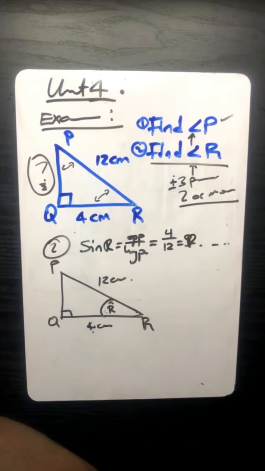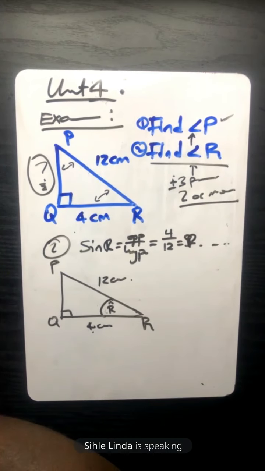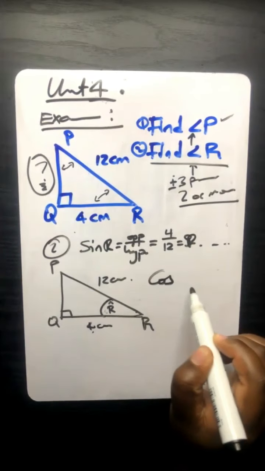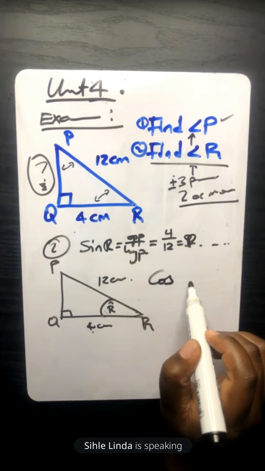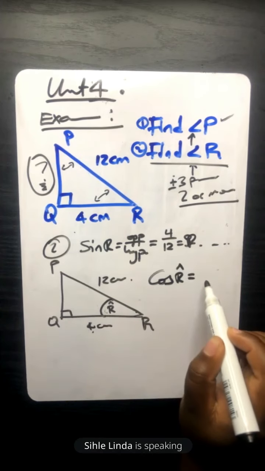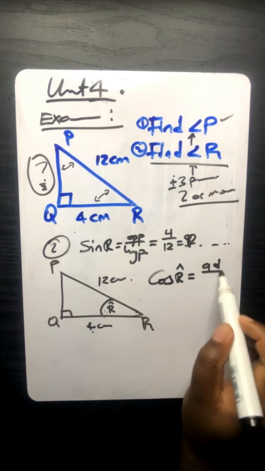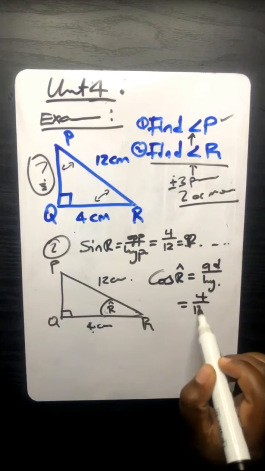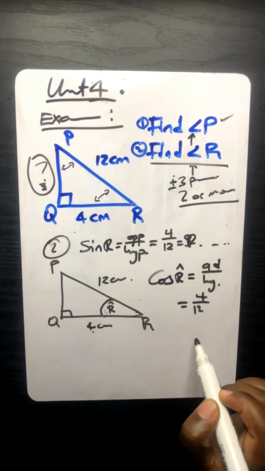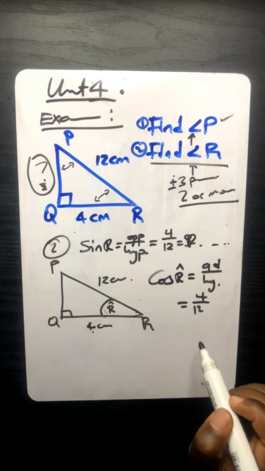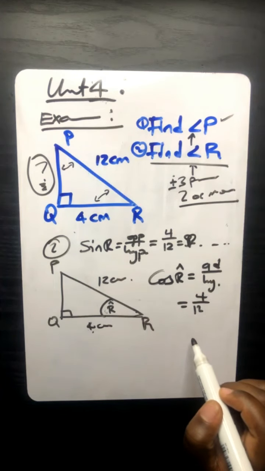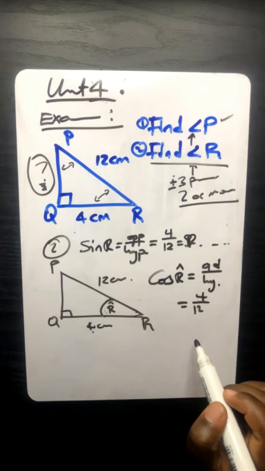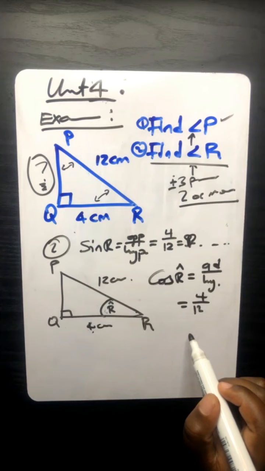Go for it. So we can say cos R is equal to adjacent over hypotenuse, which is 4 over 12. That's the answer, sir. This is the answer, right? 1 over 3. What is 1 over 3? It's R, sir.